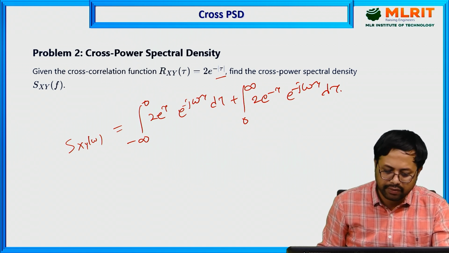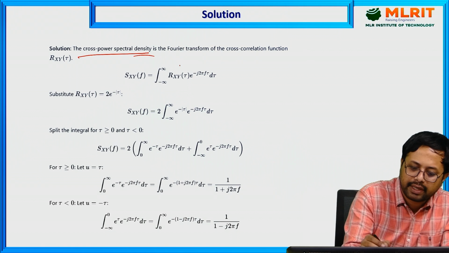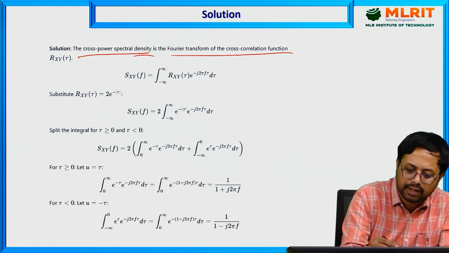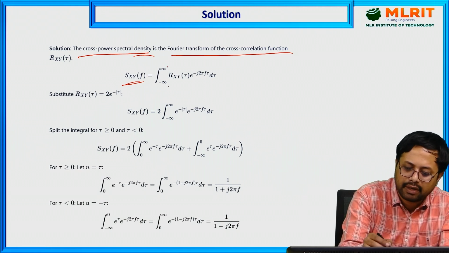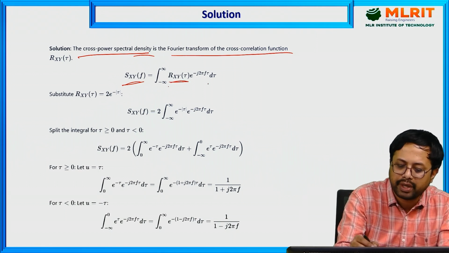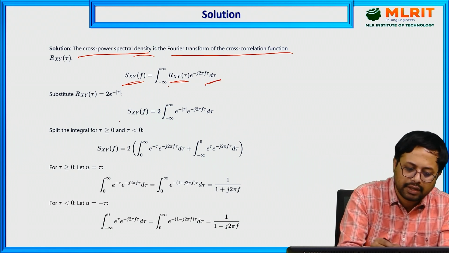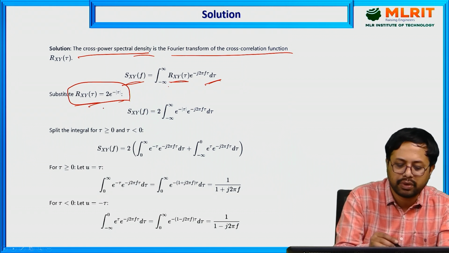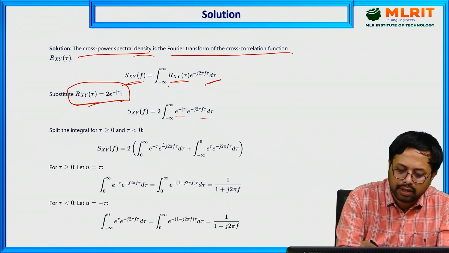The solution we have solved here: the cross power spectral density is the Fourier transform of the cross correlation function, as I just discussed. S_xy of omega, or S_xy of f, is the integral from minus infinity to infinity of R_xy of tau, e power minus j omega tau d tau, where omega is equal to 2 pi f. Substitute what is given in the question: 2 into e exponential to the power of minus mod tau. Now you split that.